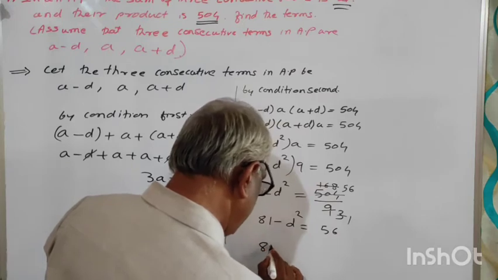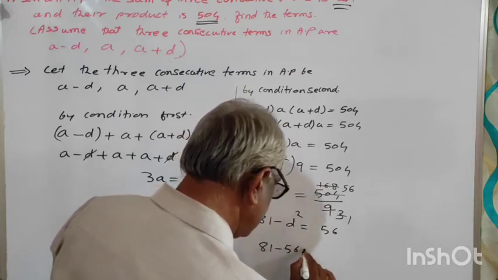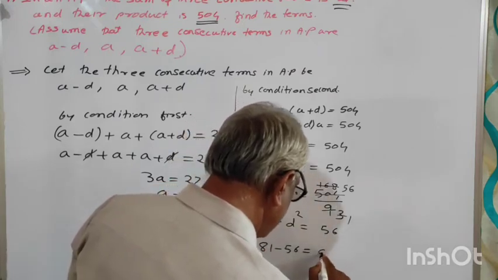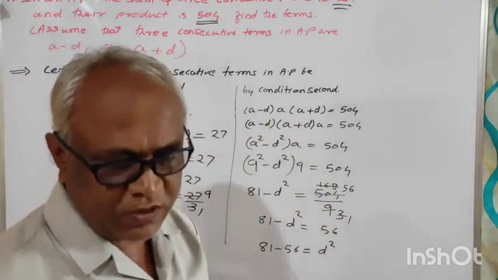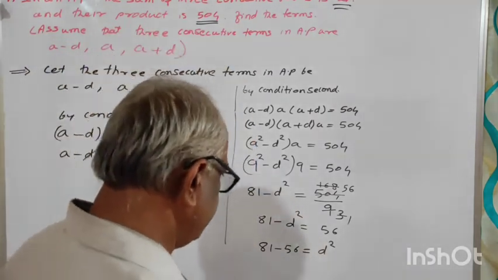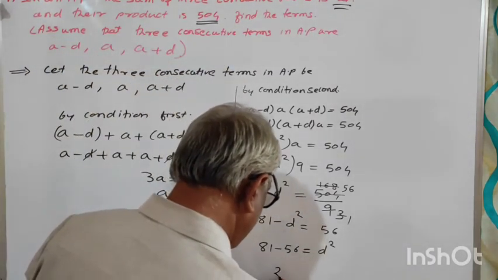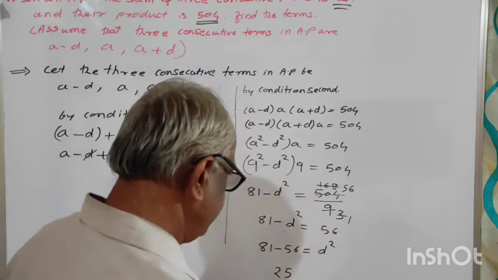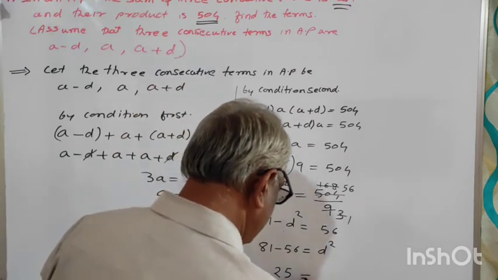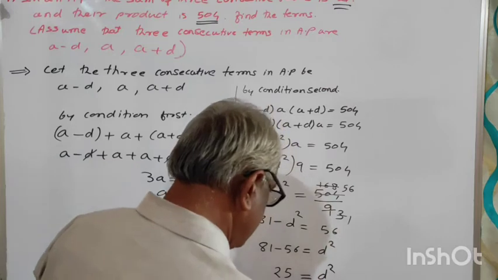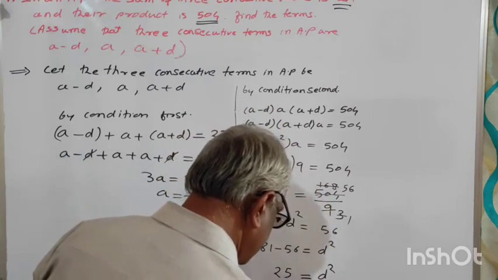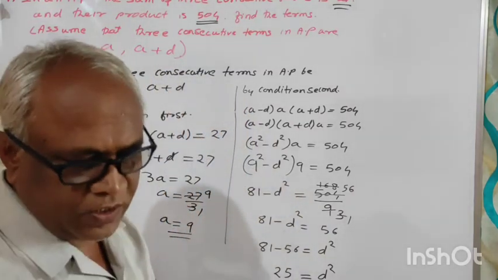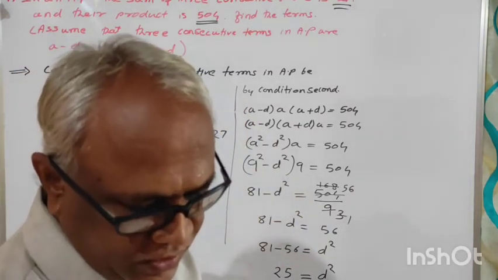So 81 minus 56 is equal to, this becomes plus d squared. Now 81 minus 56, you are going to do the cancellation. What we will get here is 25, which is equal to d squared. Taking square root on both sides, we will get d is equal to plus or minus 5.